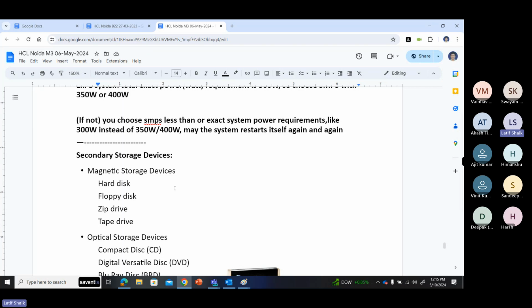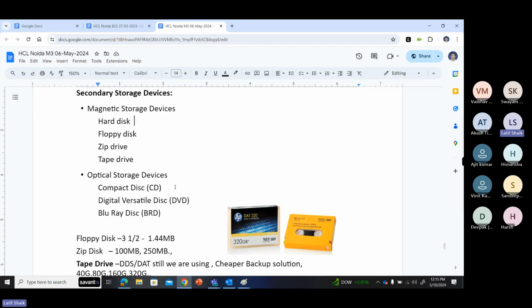RAM and ROM. What is main memory? RAM. RAM memory, physical memory, or RAM. Main memory is a RAM memory. Okay. What is the purpose of these secondary storage devices?